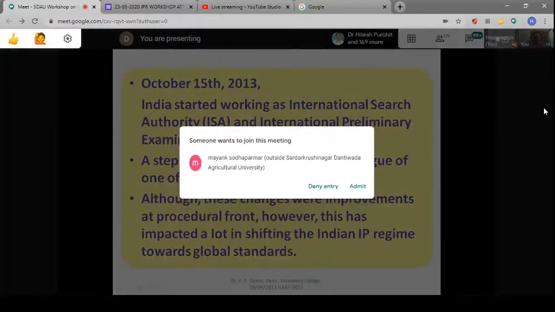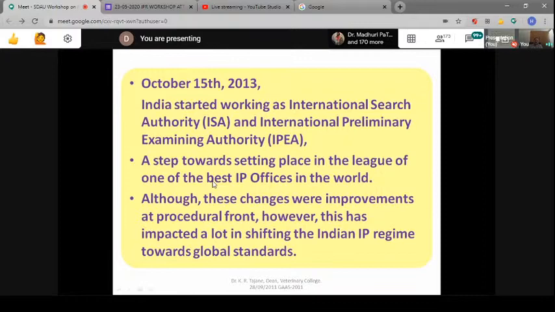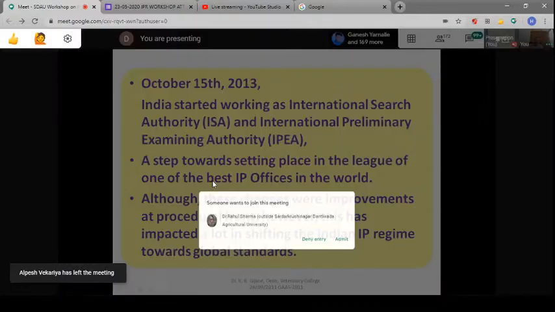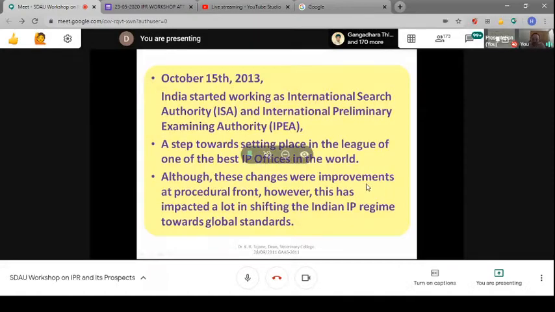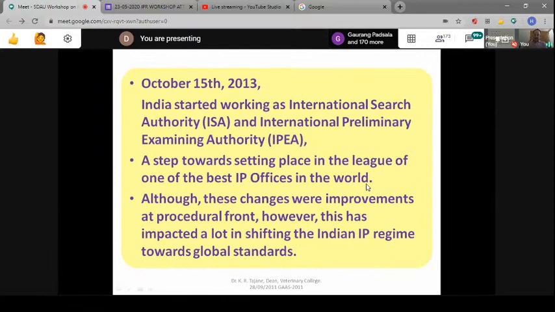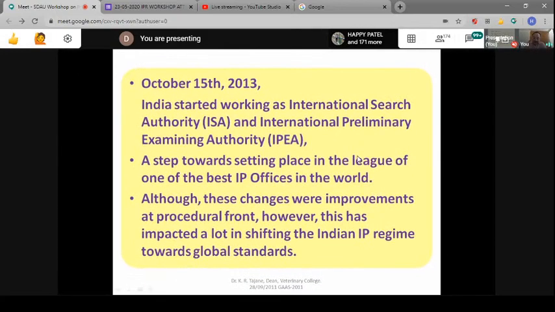Now another thing is the step towards setting a place in the league of the best IP offices in the world. In 2013, the government decided that our IP office should become innovator friendly. We should remove all the hooks and crooks from the filing process, so they removed the excess red tape. The entire process was made online. You can file applications for a patent, track your applications, and respond to queries. Because of technological innovation and adoption, the process of filing has been revised. The entire legal and administrative structure in the Indian Patent Office has been revised.